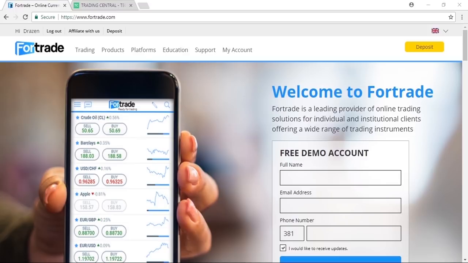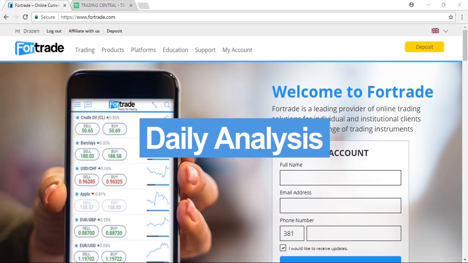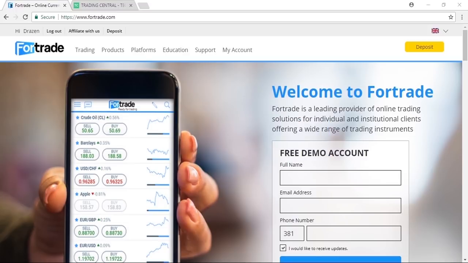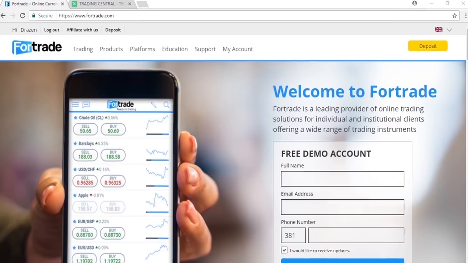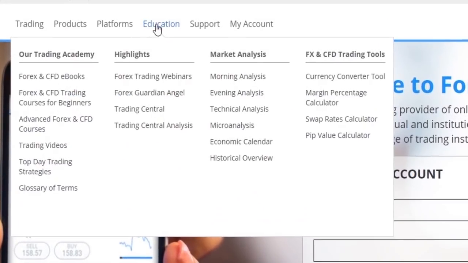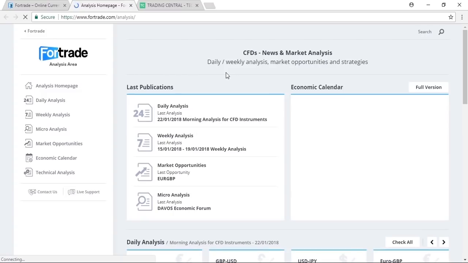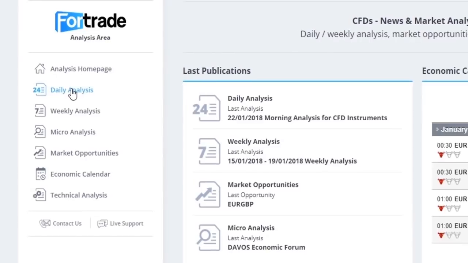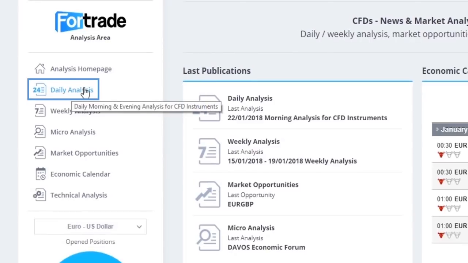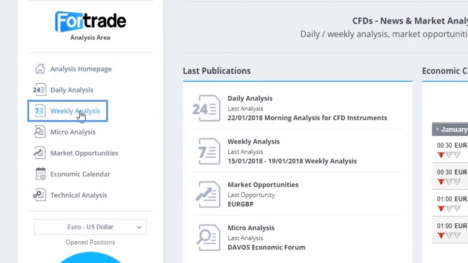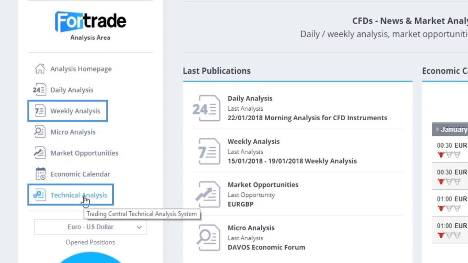We will now take a look at daily analysis that can be found on the Fortrade website. When accessing the site at fortrade.com and going to the education section, you can find the section of the site dedicated to analysis. Clicking on Market Analysis, an overview of analysis-related content can be found. You can find the news, morning and evening analysis. Weekly analysis and technical analysis are here too.